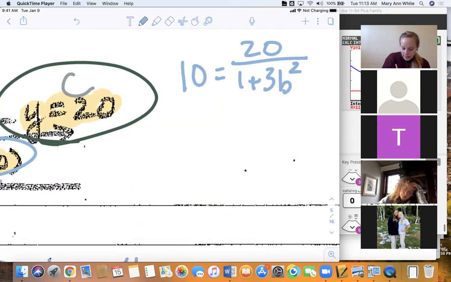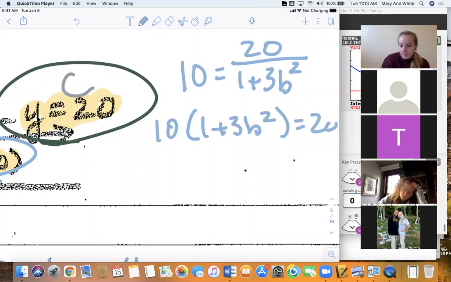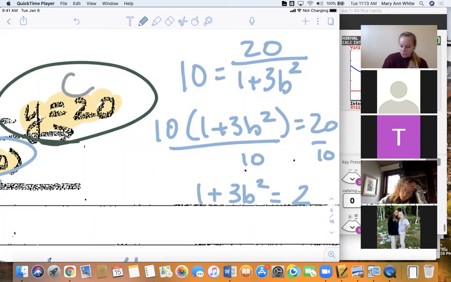Okay, cross multiply: 10 times 1 plus 3B squared equals 20. Divide by 10. 1 plus 3B squared equals 2.